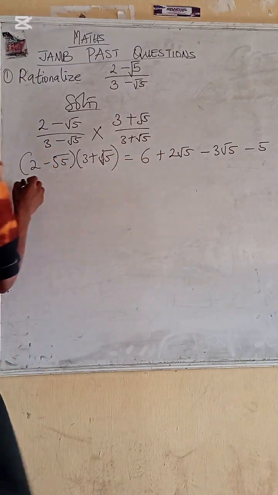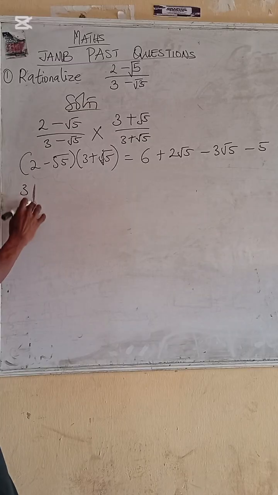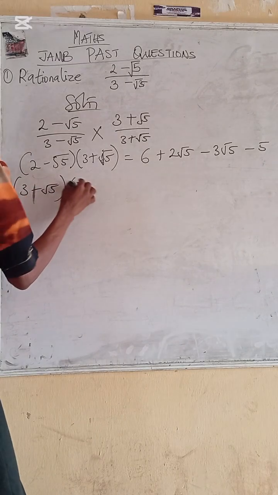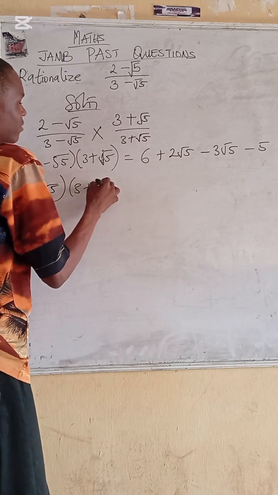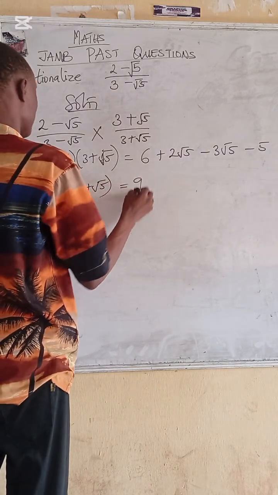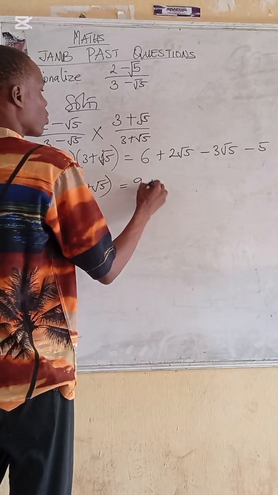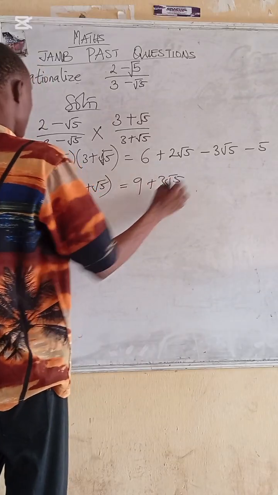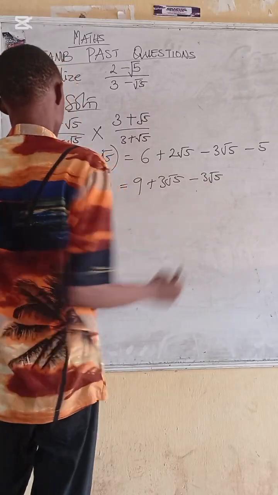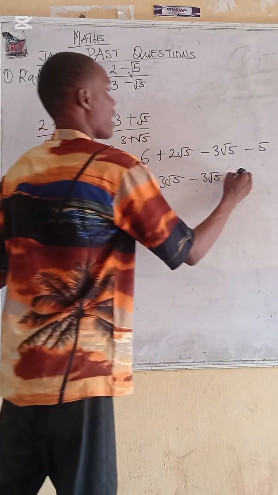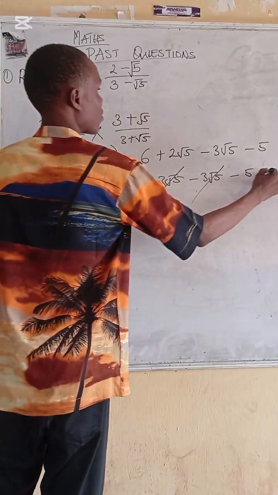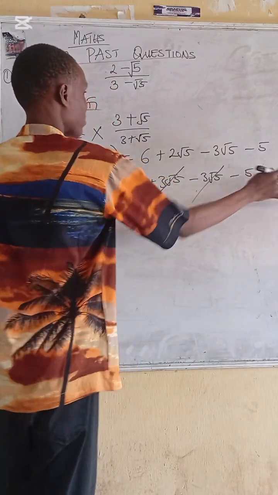Now we'll have the denominator, 3 minus root 5 times 3 plus root 5. This multiplies this to give us 9. This multiplies this to give us plus 3 root 5. This multiplies this to give us minus 3 root 5. And this multiplies this to give us minus 5. So when these cancel out, we'll have 4. 9 minus 5 is 4.